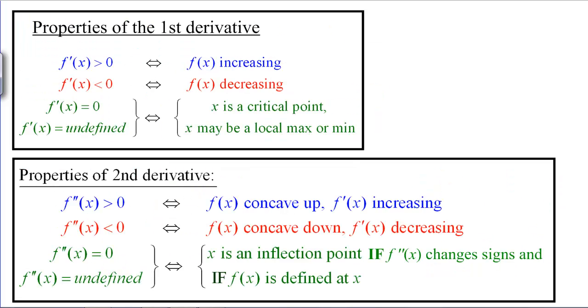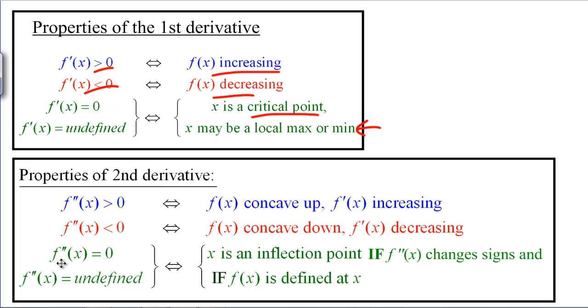Now we also have properties and things that we can say from the first derivative and from the second derivative. When the first derivative is positive, that means f is increasing. When the first derivative is negative, that means f is decreasing. If the first derivative is 0 or undefined, we call that a critical point, and it might be a local max or min, but you have to use the first or second derivative test to figure that out.